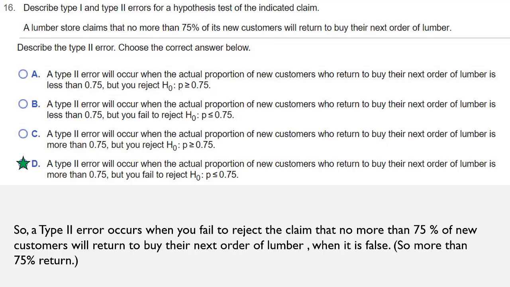So when you're going through these claims, the first thing you need to know is that, in this case, the type 2 error is when you fail to reject the claim. So if we look at our claims, 2 of them say we reject the claim, the other 2 say fail to reject. So since we know it's fail to reject, that eliminated A and C for us. So we were really only looking at B and D and which one fit our situation, and we knew that it was more than 0.75, not less than 0.75. So that's why we chose choice D, and that's your answer.